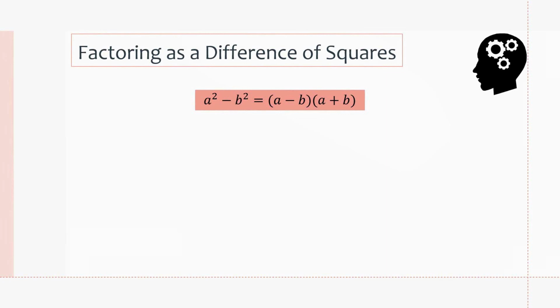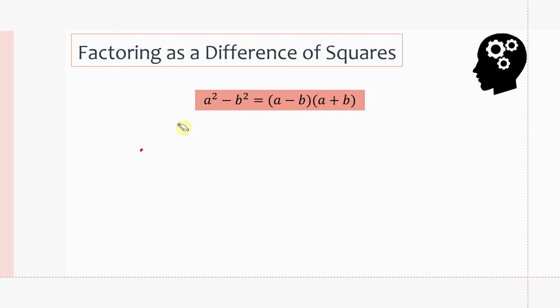And what I mean by a perfect square is, for example, 4 is a perfect square because 2 can be multiplied by itself to get 4. 9x squared is a perfect square because 3x can be multiplied by itself to get 9x squared. And a squared, like up here, is a perfect square because a can be multiplied by itself to get a squared, right? So we look for that.